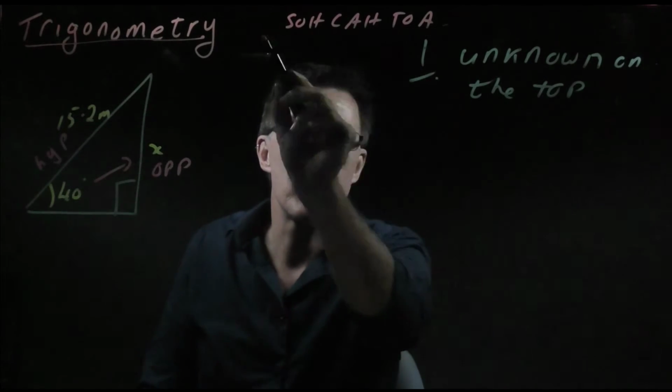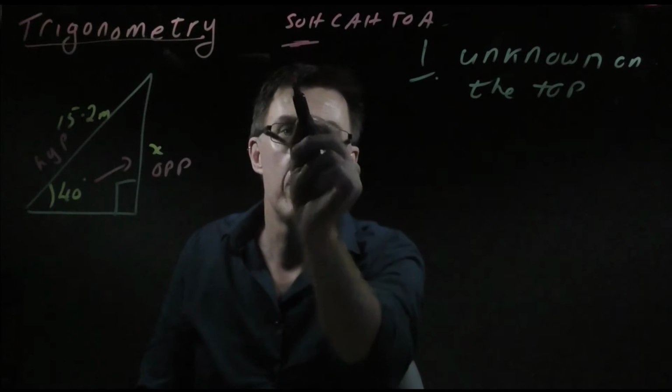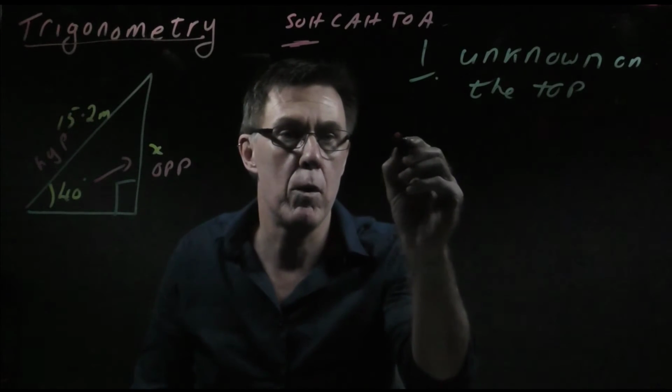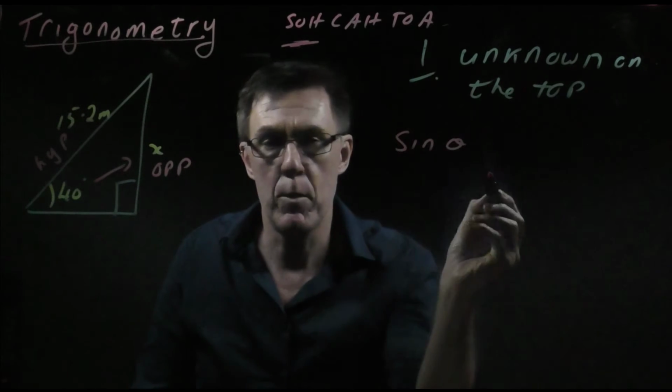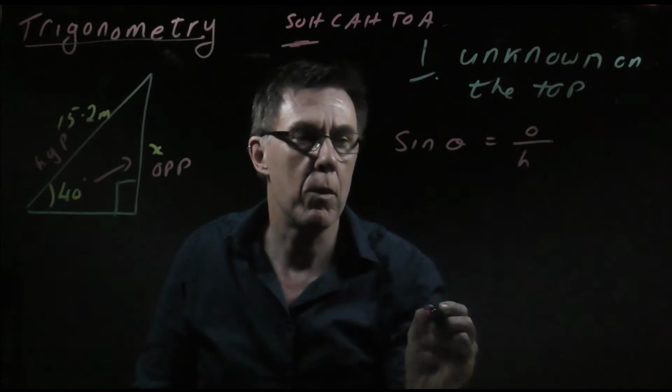So I go up here, O for opposite, H for hypotenuse. Which one of these 3 uses the O and the H? Clearly that one there, S for sine, so I must be using the sine ratio. So I start with that rule first: sine of whatever my angle is equal to the length of the opposite side over the length of the hypotenuse side.